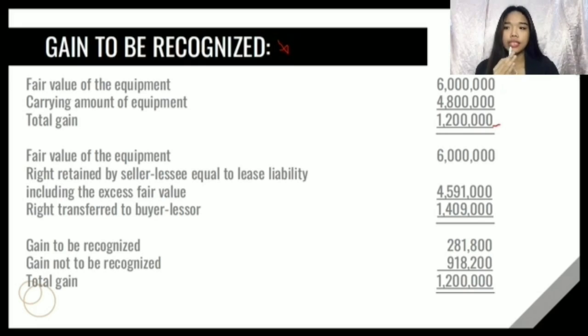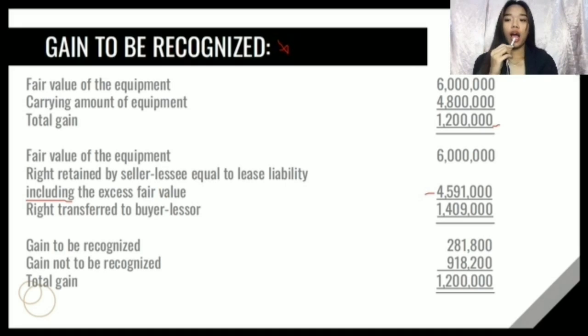And since the fair value of that equipment is 6 million, the right retained by seller-lessee equal to lease liability, including the excess fair value, is 4,591,000. Ibabawas natin yun doon sa fair value ng equipment, so that would be 1,409,000. That's the right transferred to buyer or the lessor.